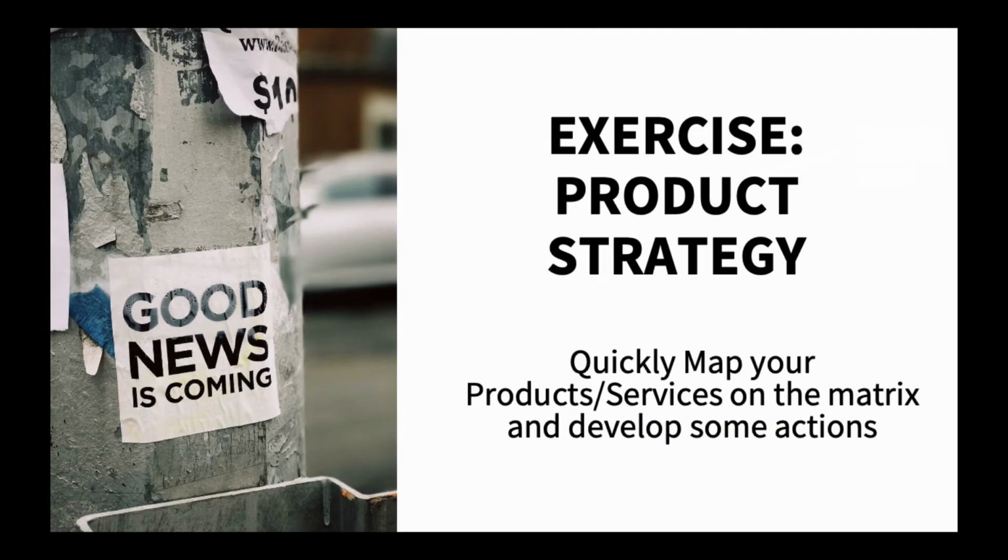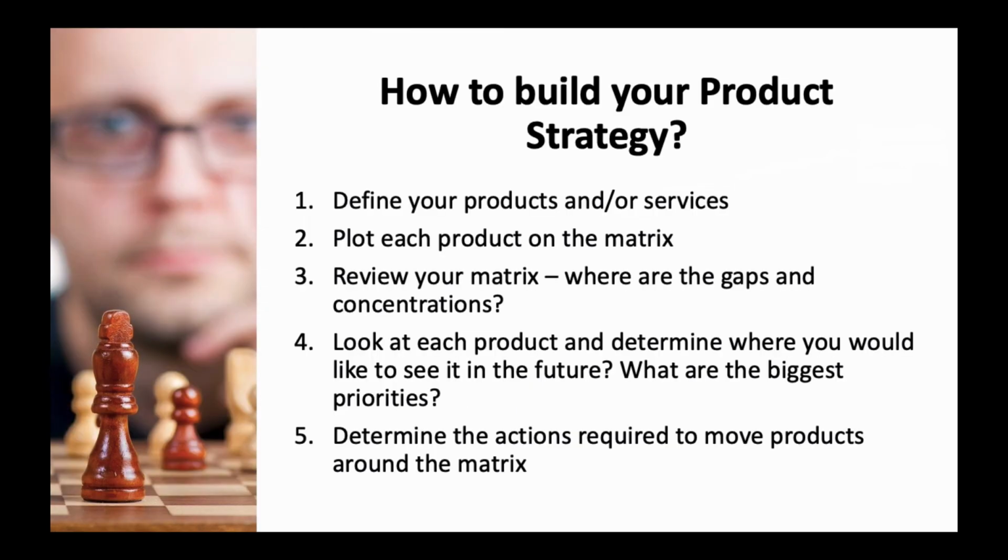All right. So the exercise here is to quickly map this, and there's a long version and a short version. I'm just going to step you through the short version. If you'd want the long version, just let me know. So how do you build it? Well, you define your products and services. You plot each product on the matrix, and then you review that matrix to work out where your gaps are and where the concentrations are, and you look at each product to determine where you would like to see it in the future and what the biggest priorities are, and then determine some actions required to move things around the matrix.